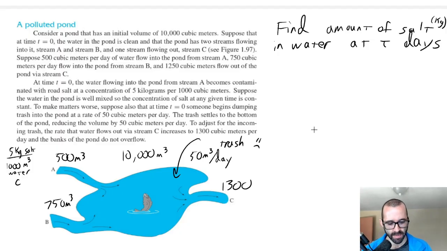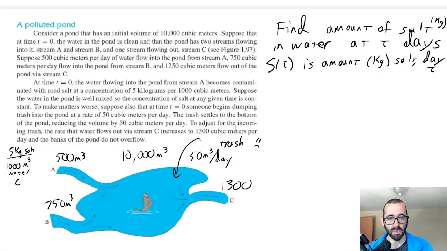So what do we know here? Well, again, let's call this amount of salt S of t. That'll be the amount in kilograms of salt at day t, t days in. So we know some things, right? We know what S of 0 is. We have our initial condition. How much was it? Well, initially the pond was clean and it was unsalted and it was untrashed. On day 0, everything was great.